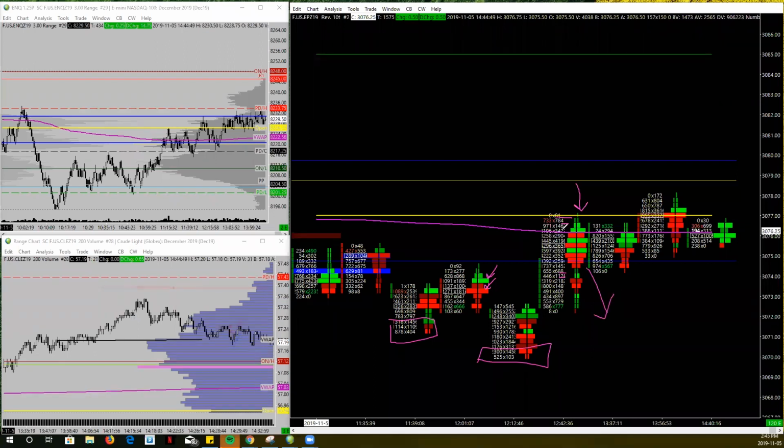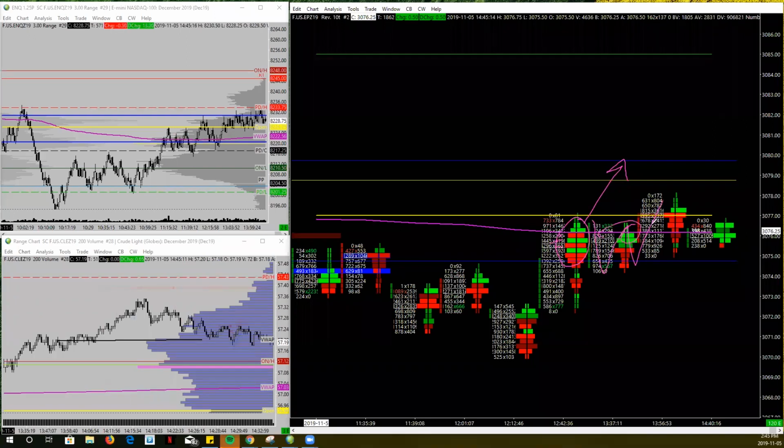For example, as price drops right here, you can see to the downside, very, very little volume has traded. To the upside, you start to get a lot more volume, which means there is potential to the upside. However, it's a mixed bag of nuts between buyers and sellers. If all of these candles to the upside here were green, then we could expect a pop higher. The fact that they're mixed means we might muddle around.